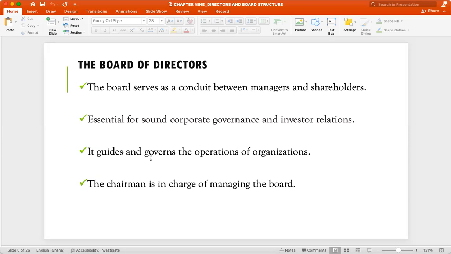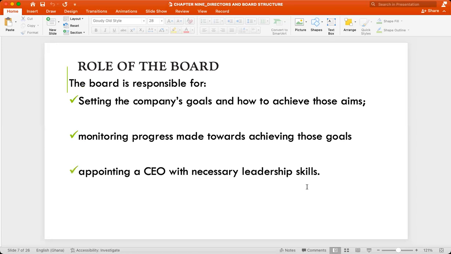Directors or the board of directors guide and govern the operations of organizations. We've established that. The chairman or chairperson is in charge of managing the board. So the person who will be in charge of calling meetings, deciding on the agenda for meetings and so on and so forth is normally known as the chairman of the board. Okay. So we have the role of the board. The board is responsible for setting the company's goals and how to achieve those aims. So it's almost like the strategic direction of the company. That is to be determined by the board of directors of the company.